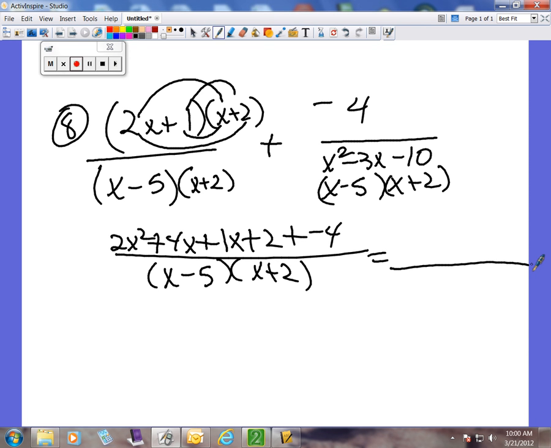That'd be good. Well, what's on top now? 2x squared plus 5x. Okay. And it's over your x minus 5, x plus 2. All right, we got one more and we're done here.